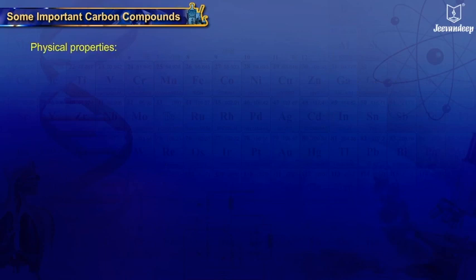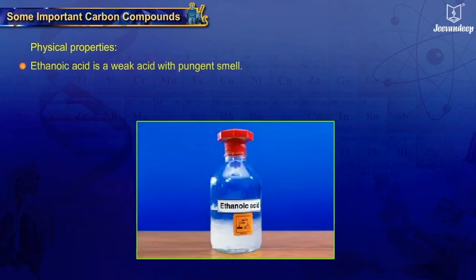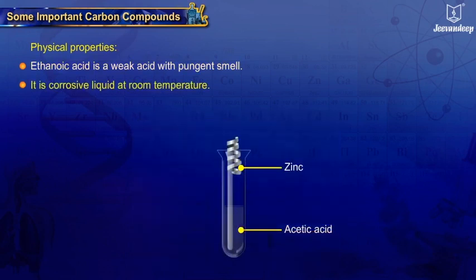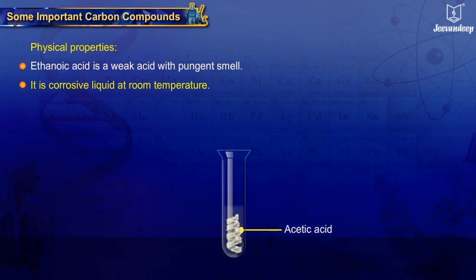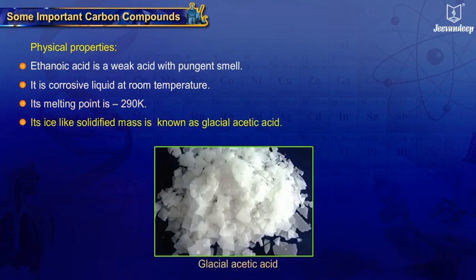Physical properties: ethanoic acid is a weak acid with pungent smell. It is corrosive liquid at room temperature. Its melting point is 290 Kelvin. Its ice-like solidified mass is known as glacial acetic acid.